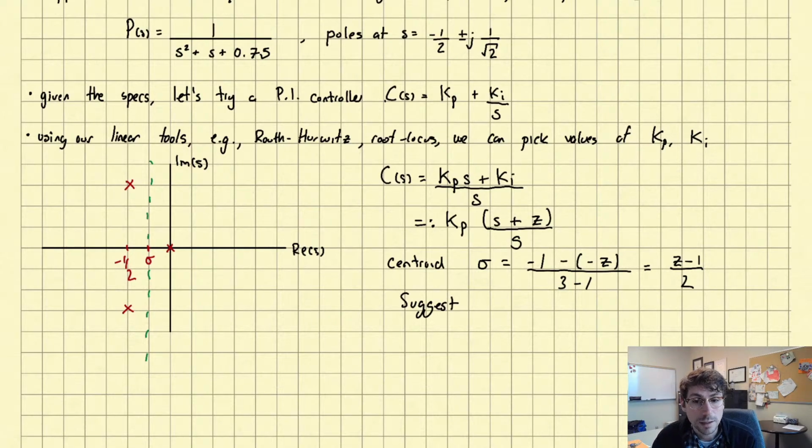that to keep the centroid in the left half plane, we should constrain our 0 to be between 0 and 1. Okay? So that we get a negative value for the centroid. Okay? And so I'll draw the picture where we've picked the 0 to be exactly at -1/2. So if we do that, then our root locus will look like this.